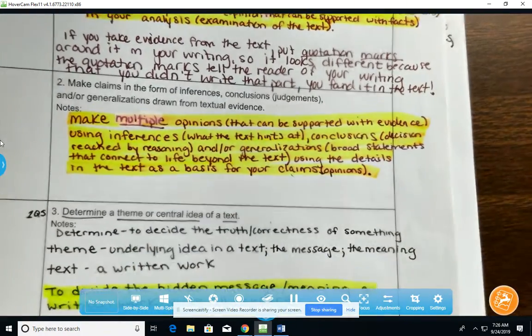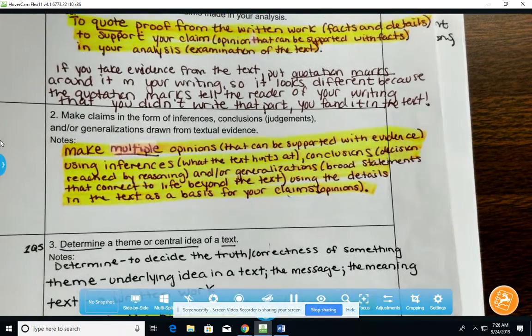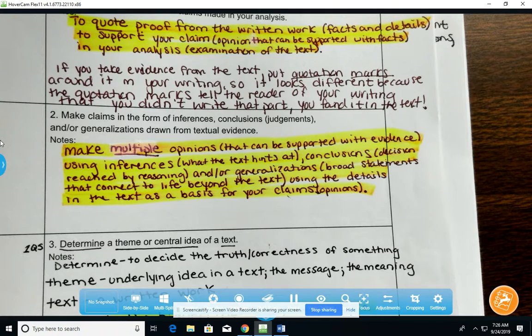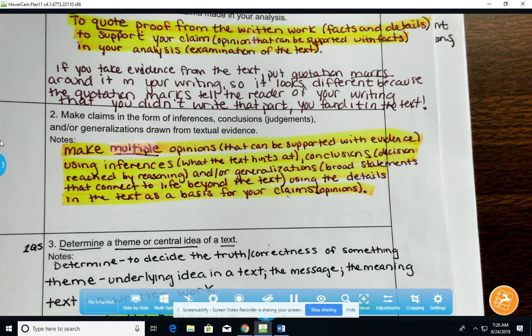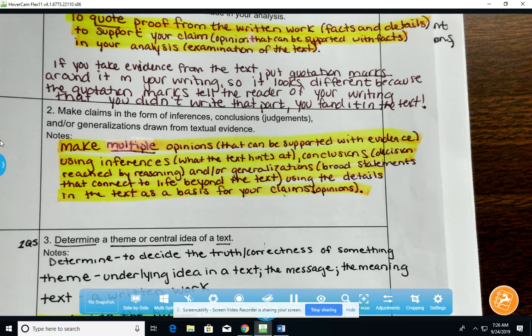We're also going to be making claims in the form of inferences, conclusions, and generalizations. Make sure as we develop our answer choices, we're aware that these are our claims. These are the opinions that we are making that answer the question with proof or support from the text. So please go ahead and begin participating in this close read of Ship of Fools.